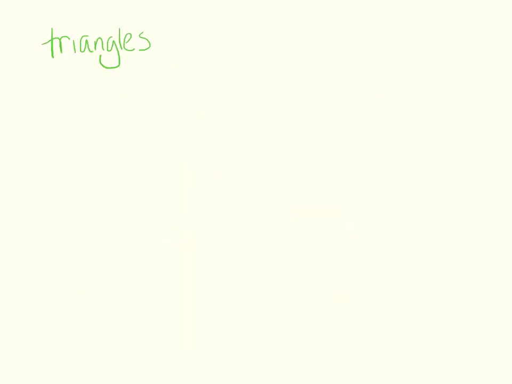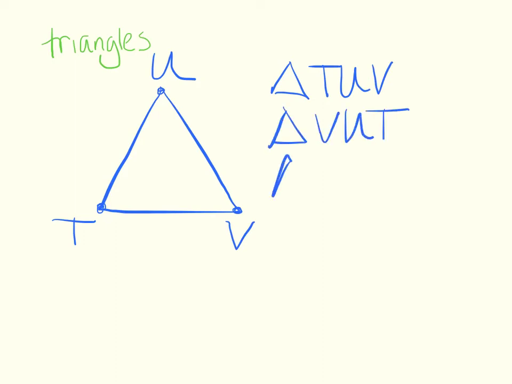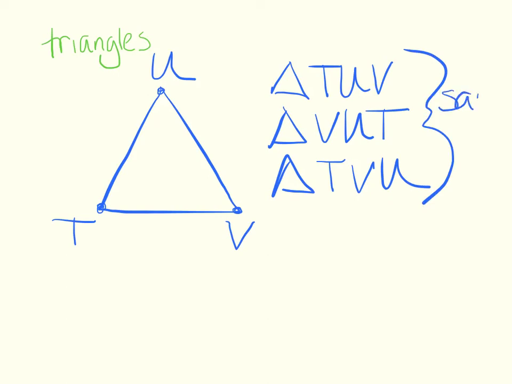The next thing we are dealing with in geometry is a triangle. We all know what a triangle is. And we will call this TUV. We use a triangle symbol, and we say this is triangle TUV. It doesn't matter what order those letters go in. There's lots of choices here. Doesn't matter at all. All of these refer to the same triangle. So triangles are pretty easy.